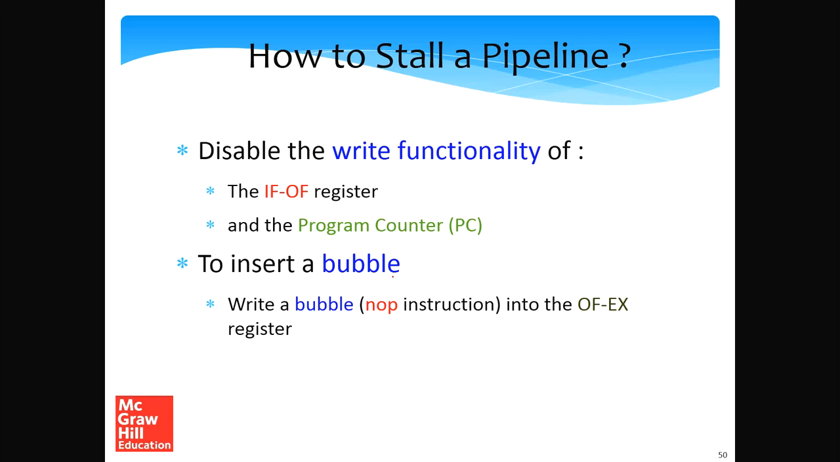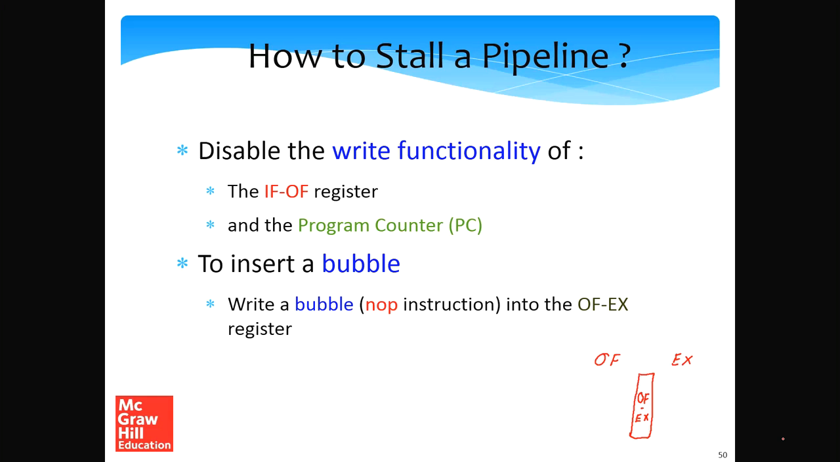And to insert a bubble, we write a bubble or a no-op instruction into the OF-EX register, with OF on one side, EX on the other side. This is the OF-EX register. So if we write to the register, it ensures that this value will propagate along the pipeline as well.